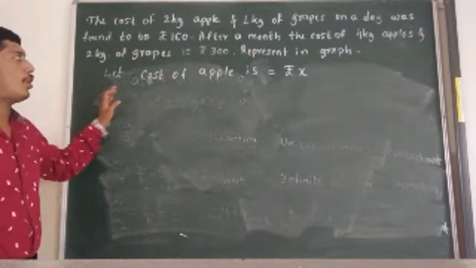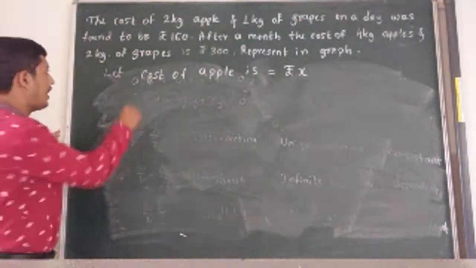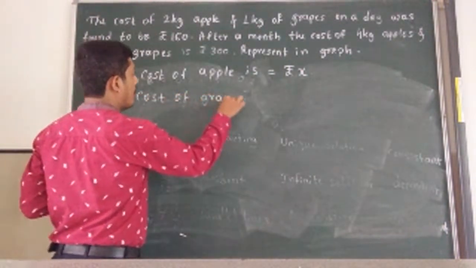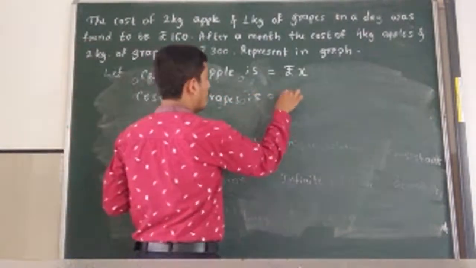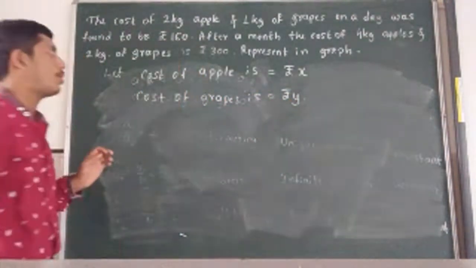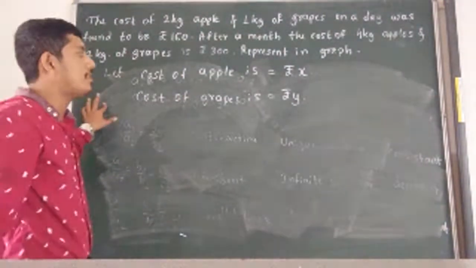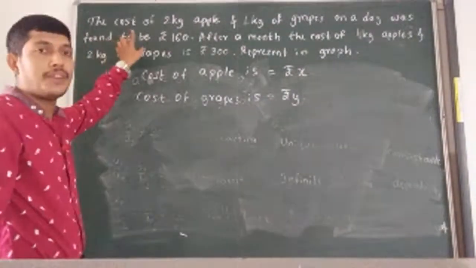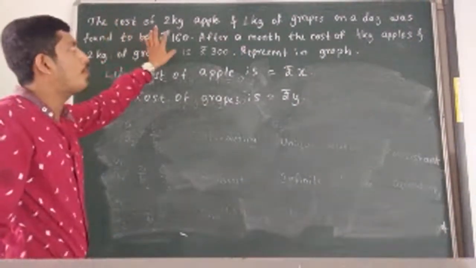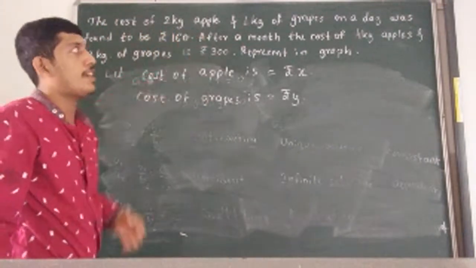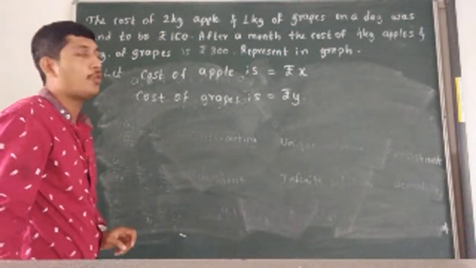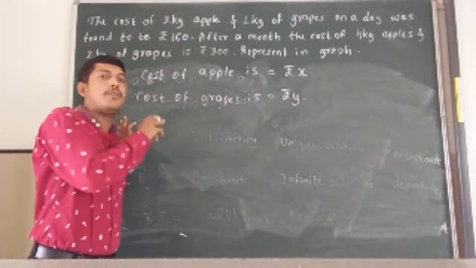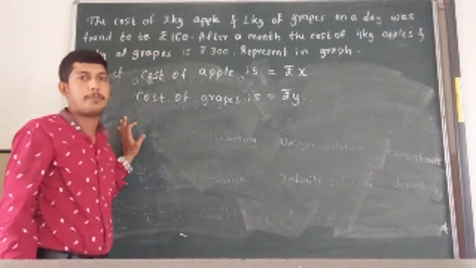I will consider the cost of apple is rupees x and the cost of grapes is rupees y. Then what do we have to consider? We have to consider the first line: the cost of 2 kg apple and 1 kg of grapes on a day was found to be rupees 160. So we have to write the statement here, and after writing the statement we have to write the mathematical expression for it.